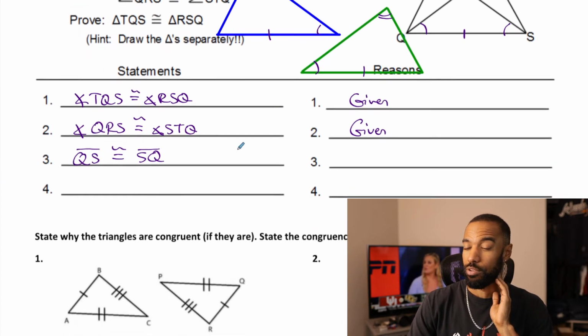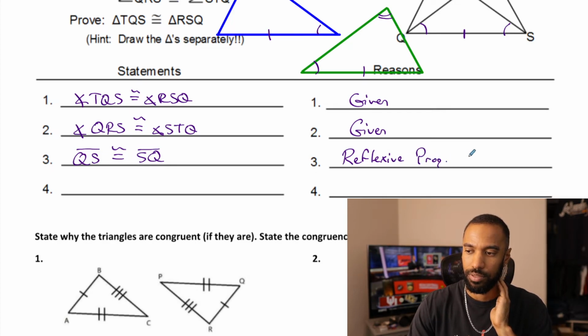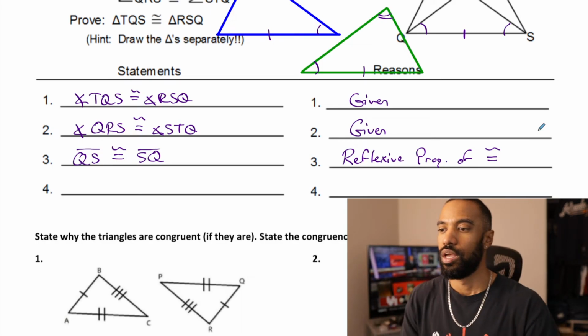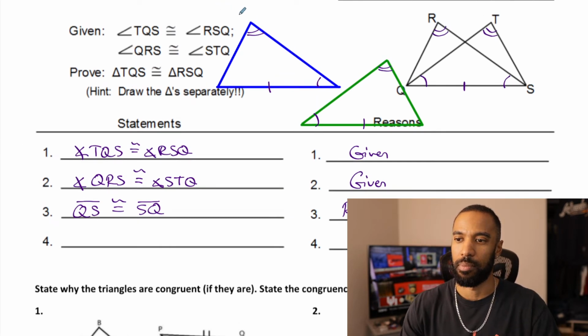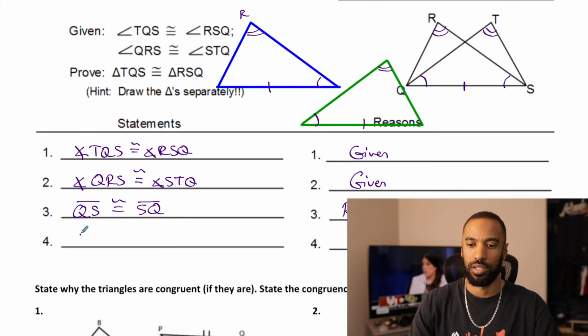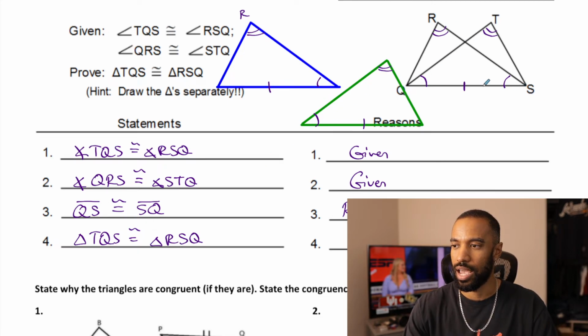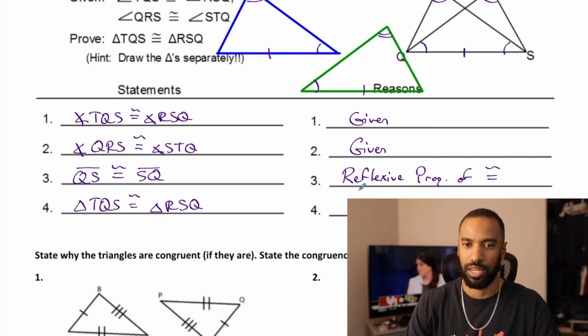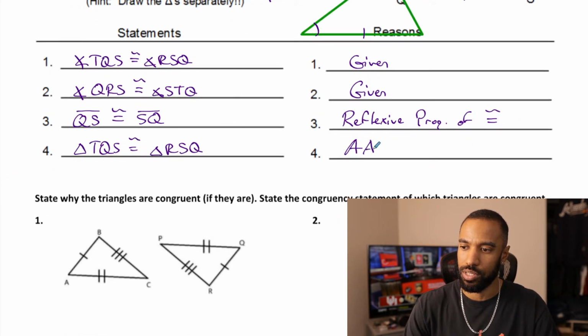This is the reflexive property of congruence. It is a shared side in both triangles. It's congruent to itself. So having them separated also helps me come up with the triangle statement. Well, we have the triangle statement. Triangle TQS is congruent to triangle RSQ. But do you agree with that? TQS, RSQ. Yeah, I agree with that. Now, what's the reason? This is another reason having them separated helps. It's angle, angle, side. We got the angle-angle-side triangle congruence theorem.